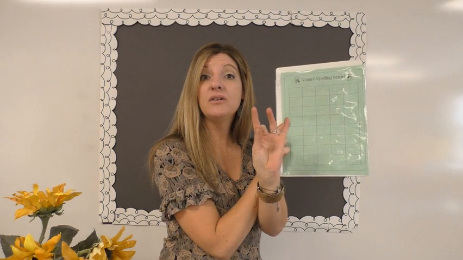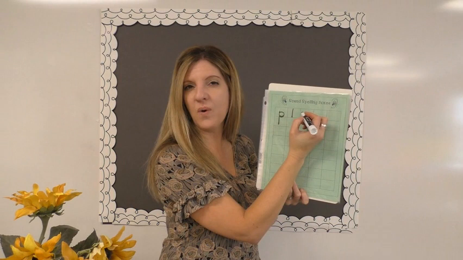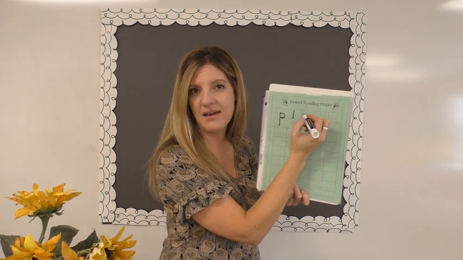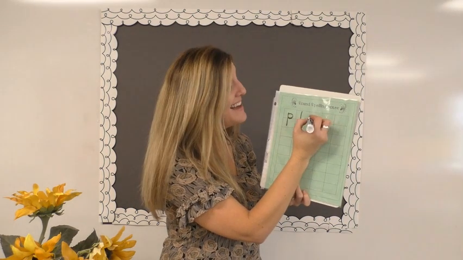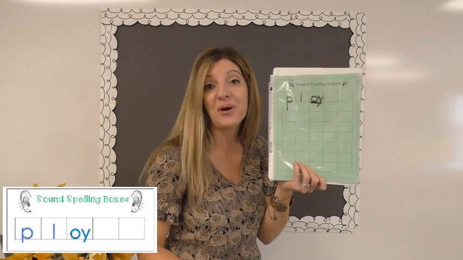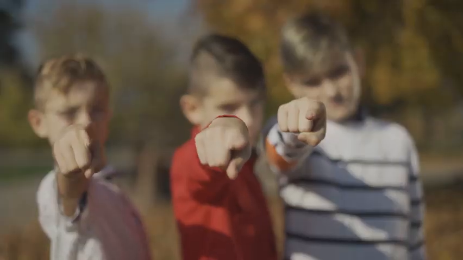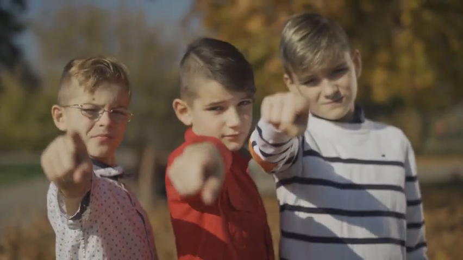Tap out the sounds in ploy. P, l, oy. Capture those sounds in your sound boxes. P, l, oy. Are you going to use oy or oi? Yes, oy, because it's at the end of the word. Ploy. Okay, how about the word point? Point. It's not nice to point at people.